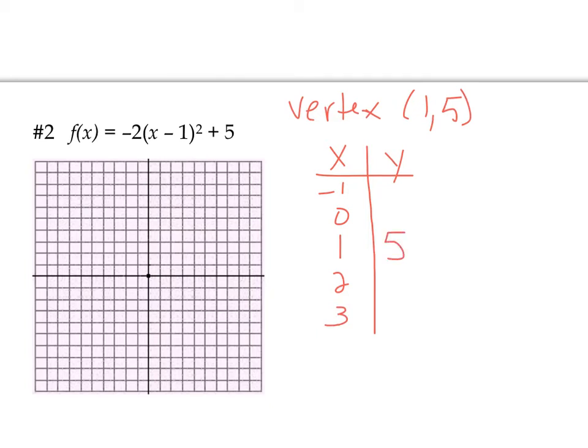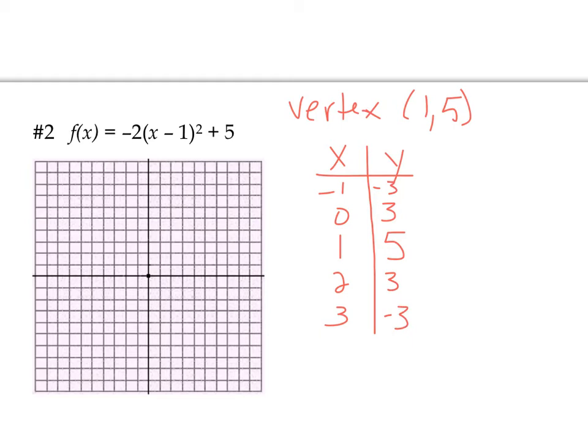Okay? Let's plug 0 in. And if I plug in a 0 here, 0 minus 1 is -1. I square that, I get 1. 1 times -2 is -2, plus 5 gives me a y value of 3. So I get a y value of 3 when I plug a 0 in. And if I plug in a -1, -1 minus 1 is -2, squared is 4. 4 times -2 is -8, plus 5 would be -3. So I get -3. And if you plug in a 2, you'll also get a y value of 3. And if you plug in 3, you'll get a y value of -3.